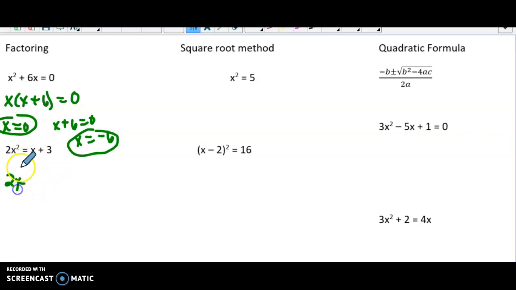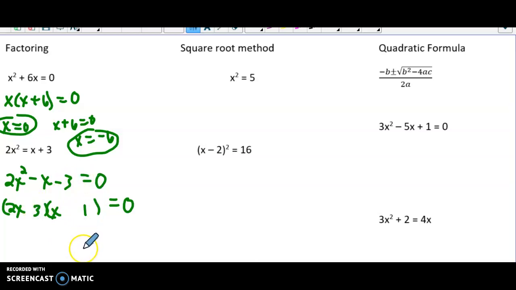This one isn't set equal to 0, so I have to first set myself up to factor, get everything on one side, 0 on the other. And this time it's not quite as quick to notice what could be factored here. I do know the only thing that multiplies to 2x squared is 2x times x. I know the only things that multiply to 3 are 3 and 1. So I try that first and see if my outer product and my inner product somehow combine to -1.